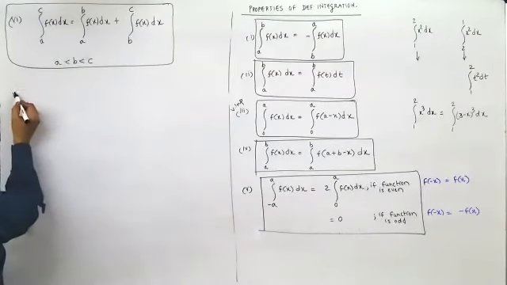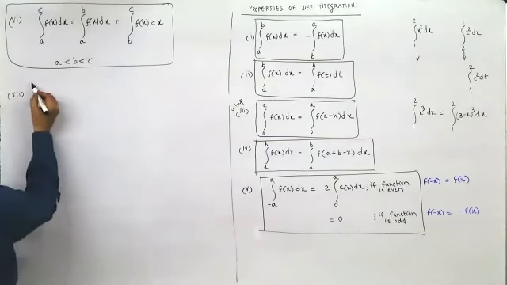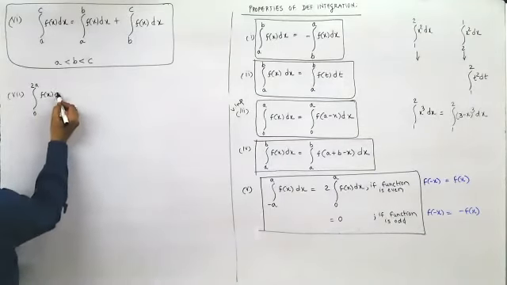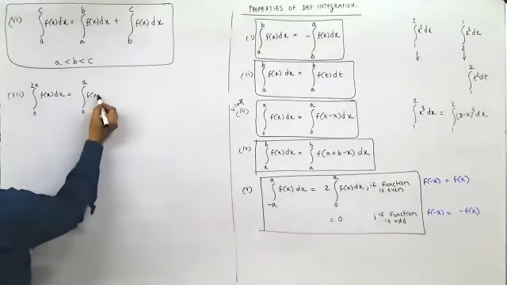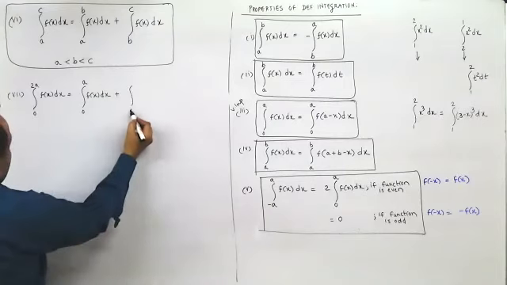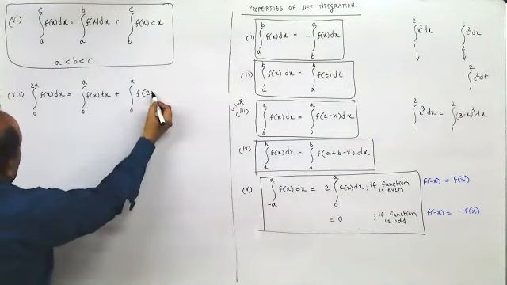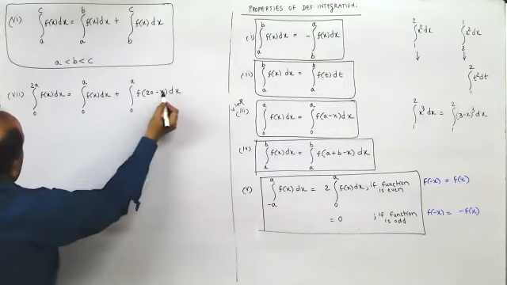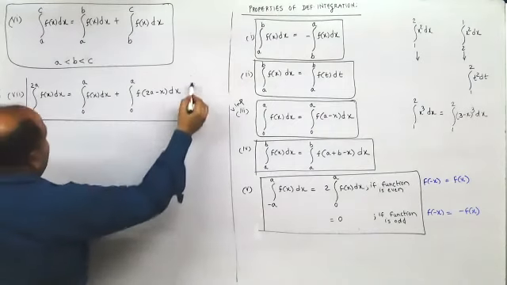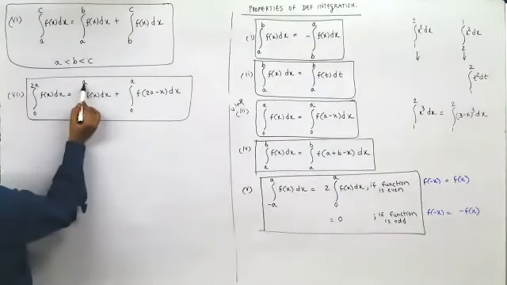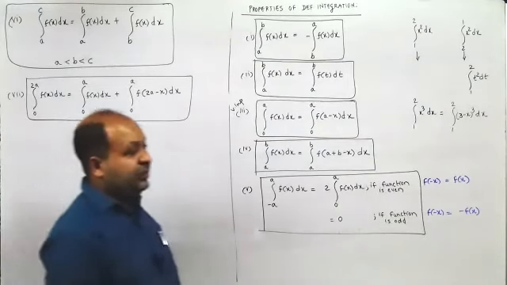The seventh property is where you are given the integral from 0 to 2a of f of x dx, and that would be the integral from 0 to a of the function plus the integral from 0 to a of the function, but here instead of x you will have 2a minus x dx. So this would be a function where the limit becomes half. So this is one property. This is used in two specific problems.